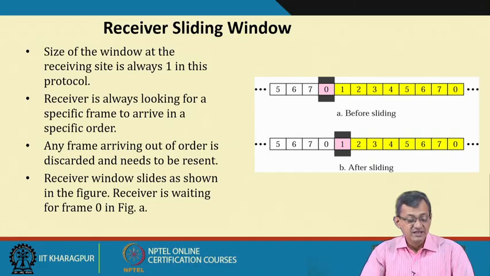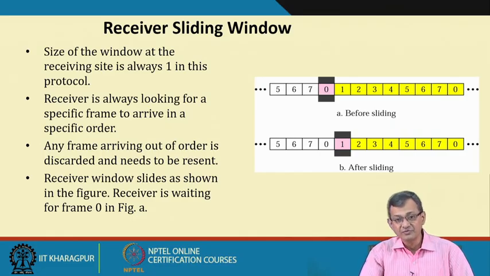The receiver window slides, as shown in the figure. The receiver is waiting for frame 0 in the figure, and then when it is received, it slides to wait for frame 1.